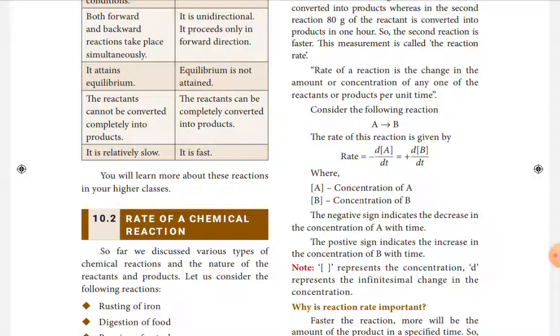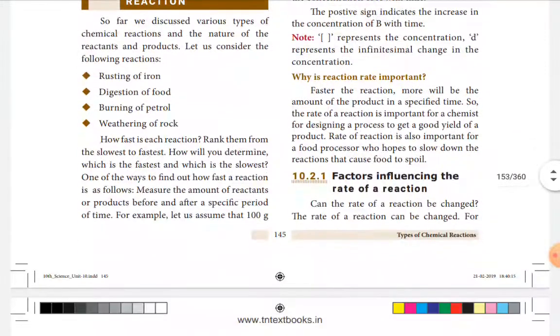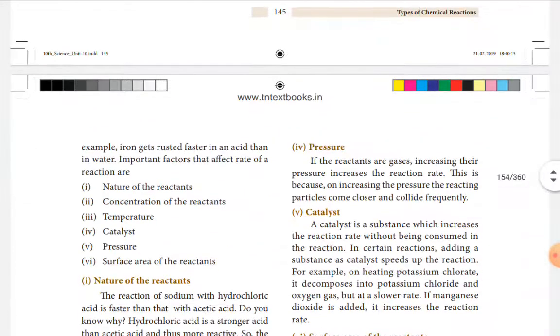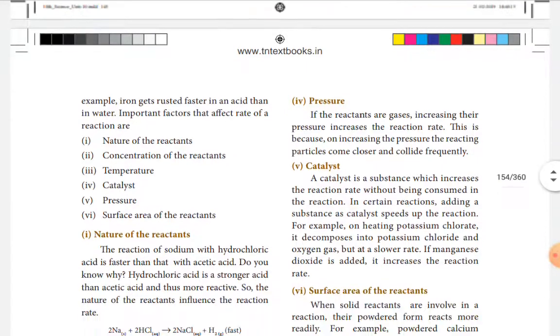per unit time. This rate of reaction is important in designing a process to get a good yield of product, and also in food processing units the rates of reactions are very important. And the factors influencing the rate of reactions are nature of the reactant, concentration, temperature, catalyst, pressure, and surface area.